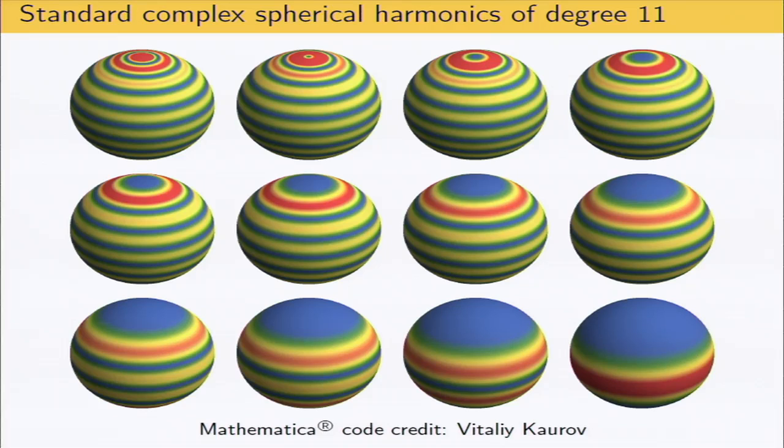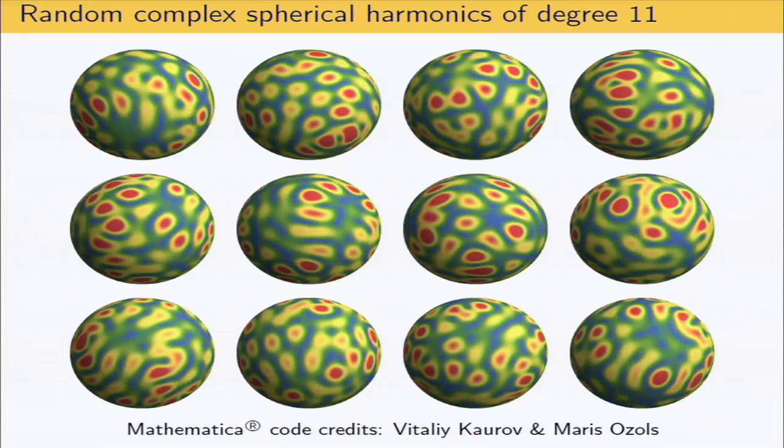No, I didn't do that. I took a true 23 by... actually, that's why you see these mathematical code credits. The codes for the plots are stolen from Vitaly Kaurov, whereas the sampling from the unitary group U23 is taken from a paper of Maass and Ozols.